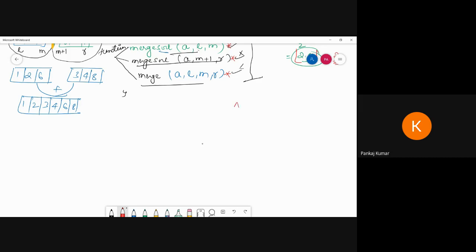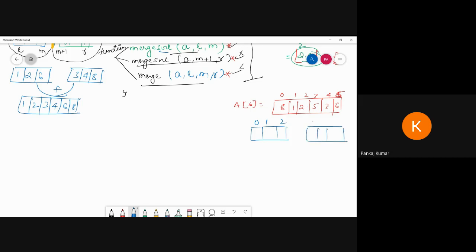Suppose this is an array of length 6. 8, 1, 2, 5, 3, 6, with indexes 0, 1, 2, 3, 4, 5. After division, it becomes like this: 0, 1, 2, and here 3, 4, 5. Now this array becomes 8, 1, 2, and this array becomes 5, 3, and 6.